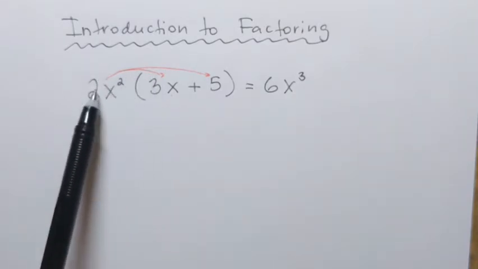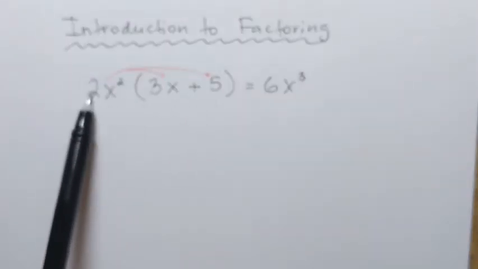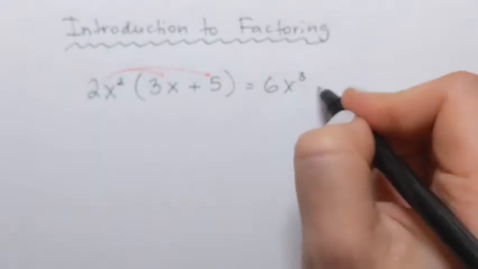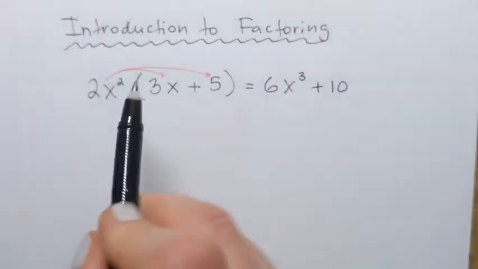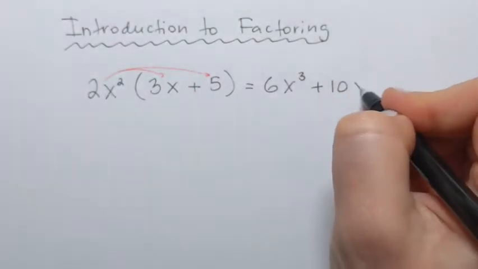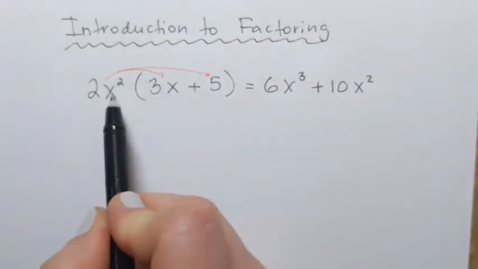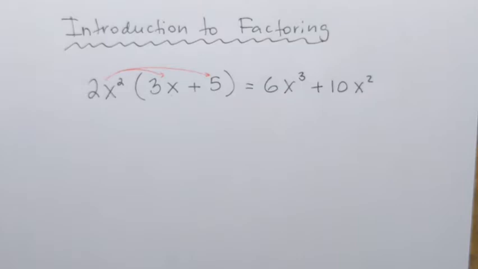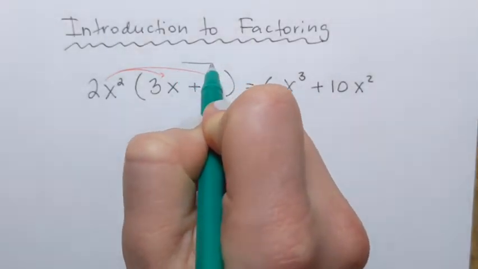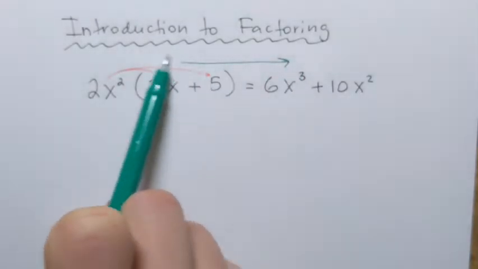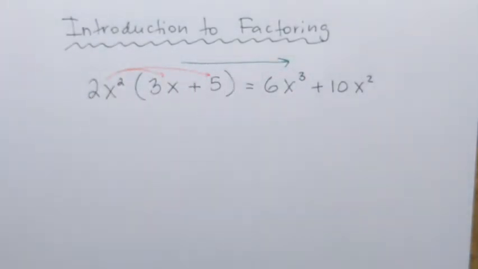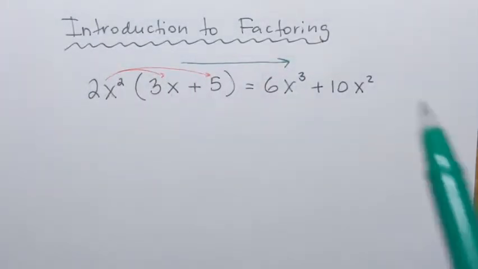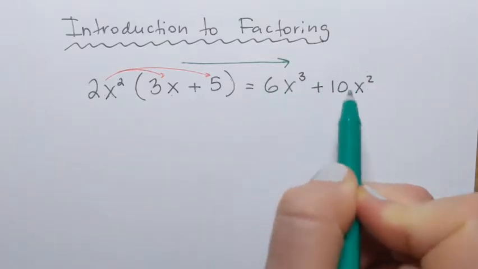And then the second product is 2x squared times 5. 2 times 5 is 10. And then I just have to rewrite x squared. I don't have anything to multiply it by in the second product. Okay, so what we just did, we multiplied, right? So I went in this direction. That's what I had, the product, and I multiplied and I got this result.